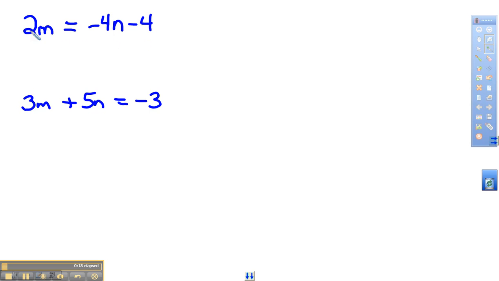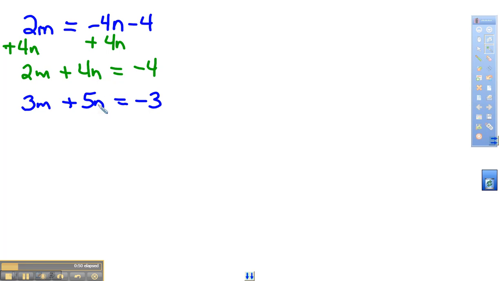And you can see in this case 2m equals negative 4n minus 4 is not in standard form. 3m plus 5n equals negative 3 is. So the first thing we're going to do is add 4n to both sides to get it in standard form, resulting in an equation of 2m plus 4n equals negative 4.